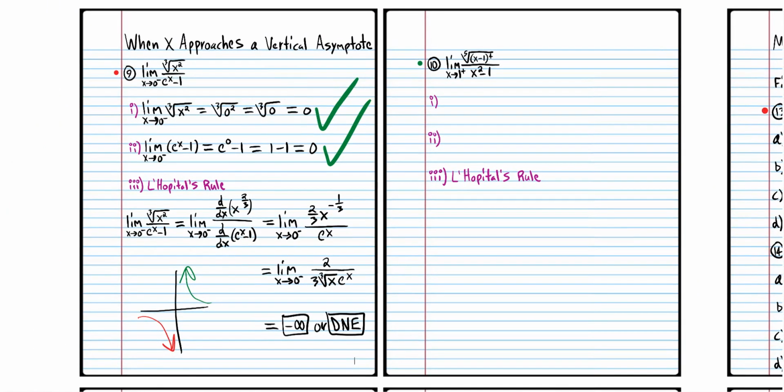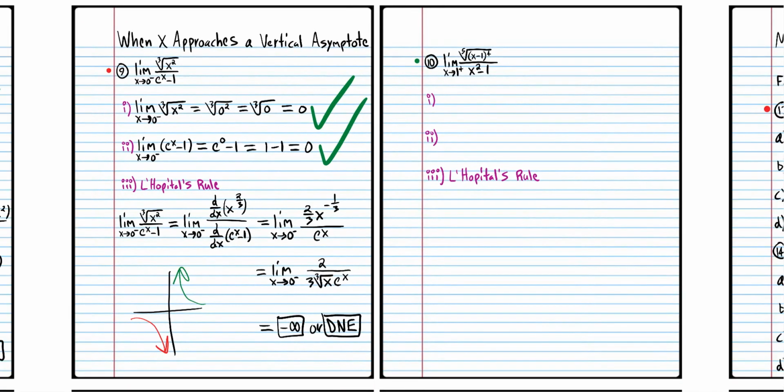Alright, so I want you to try a problem like that. For number 10, we have a similar situation where the right limit might be positive or negative infinity, but the left limit is going to be a different sign. So see if you can figure out why. Try number 10, and when you come back, we'll do it together. Okay, we're back.